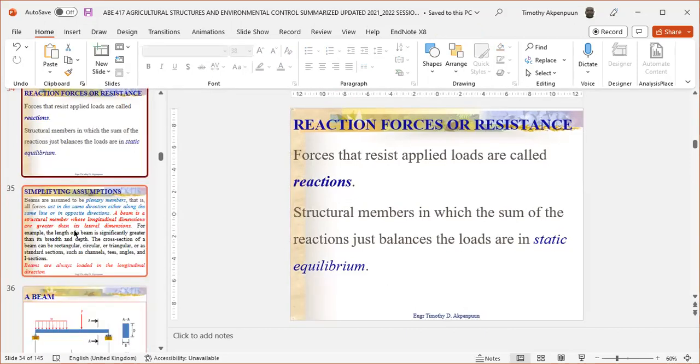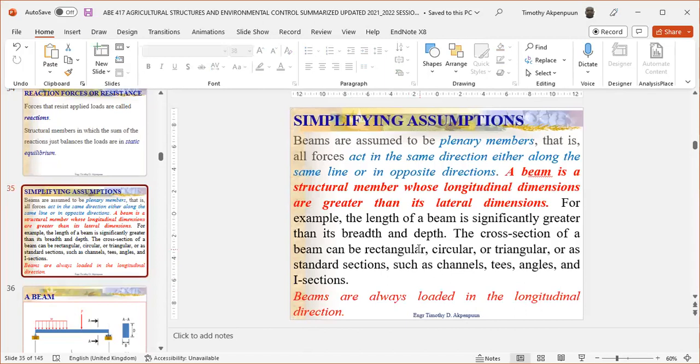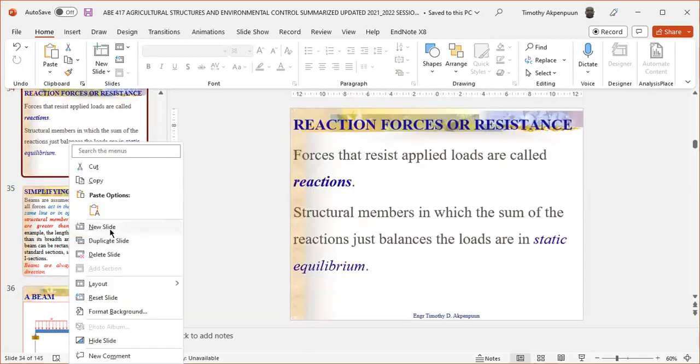Okay. So this thing, 7 minutes to go. Simplifying assumptions. So we're going into beam design now.